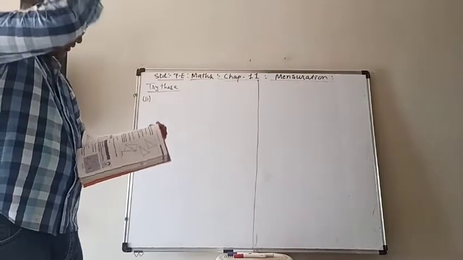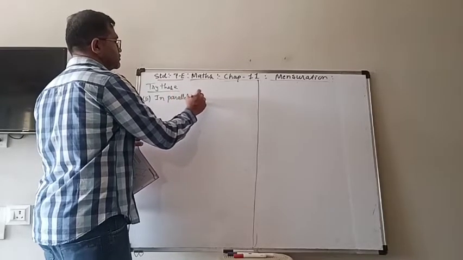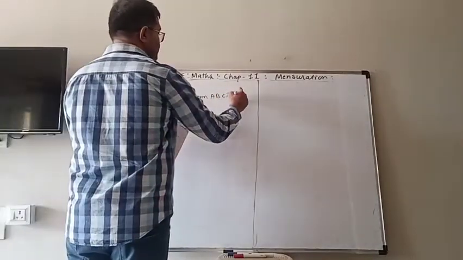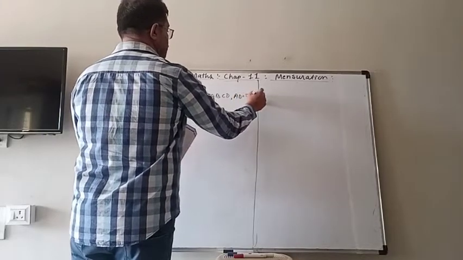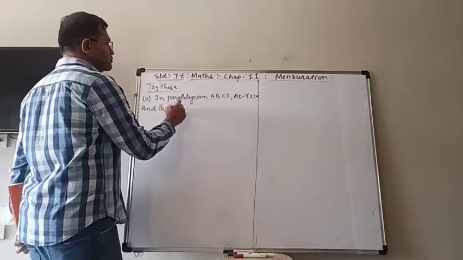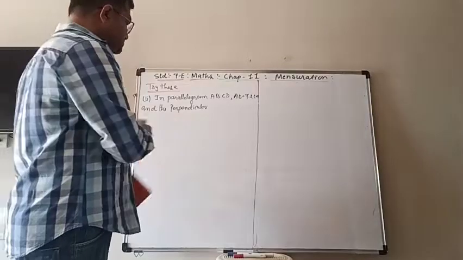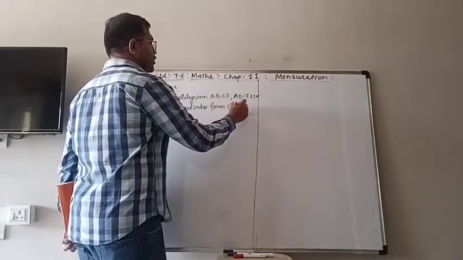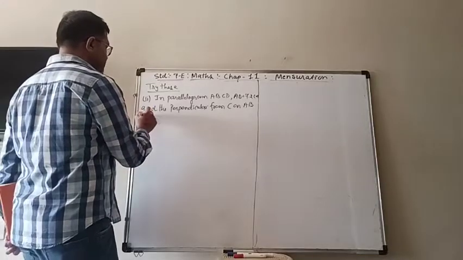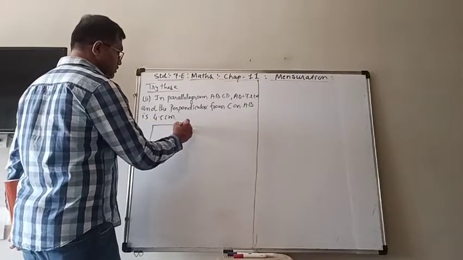Now second question. In parallelogram ABCD, AB equals 7.2 centimeter and the perpendicular from C on AB is 4.5 centimeter. So let's draw a rough figure.